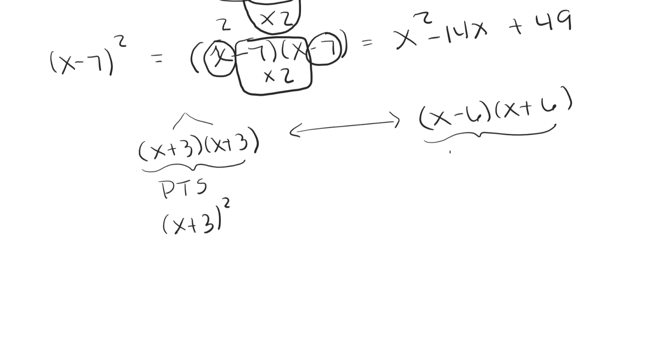But in DOTS, what is different in these? You have the same first term, and you have the second term, but what is different? Yep, one's a minus, one's a plus. Okay? So this is x squared plus 6x plus 9. And this is x squared minus 36.